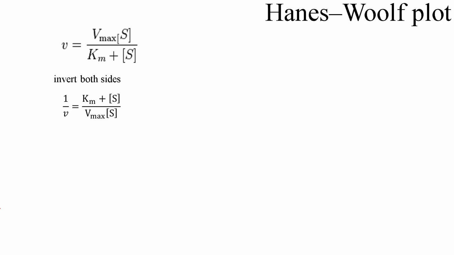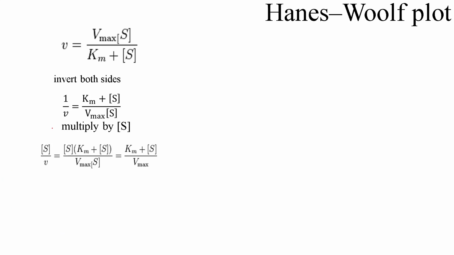Then finally, let's look at the Hanes-Woolf plot. In the Hanes-Woolf plot, we take our Michaelis-Menten equation again and graph both sides. It will give you 1 over V equals Km plus S all over V max S. Multiply both sides by S. And when you multiply both sides by S, you're going to have S over V, and it's going to give us this particular equation.